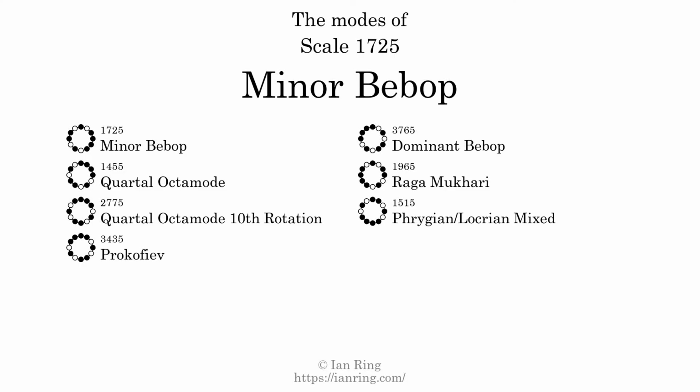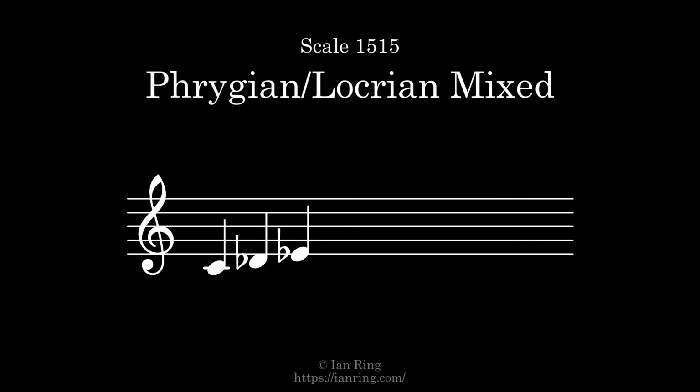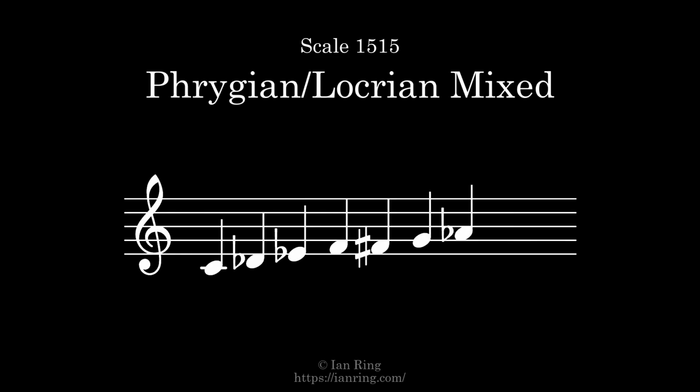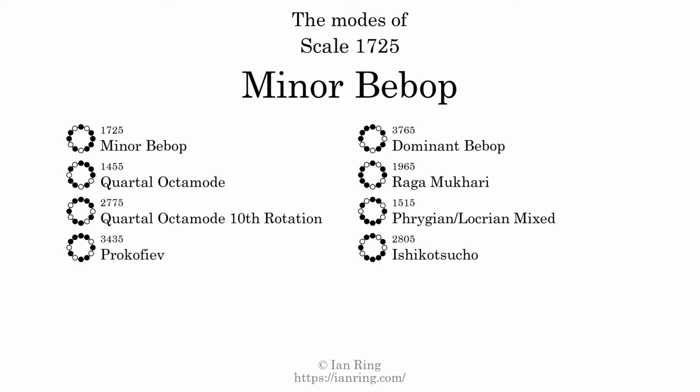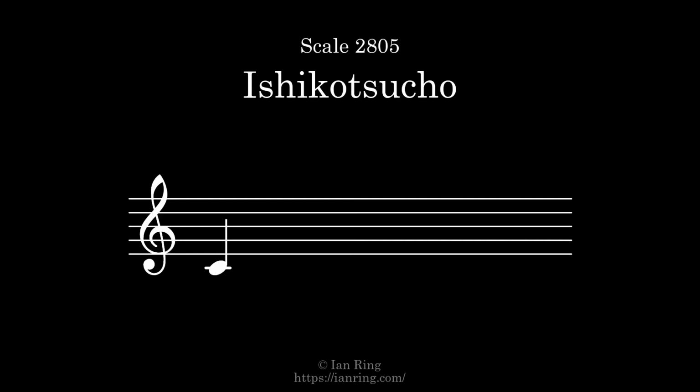The seventh mode is scale 1515, also known as Phrygian Locrian mixed. It sounds like this. The eighth and last mode is scale 2805, also known as Ishikatsucho. It sounds like this.